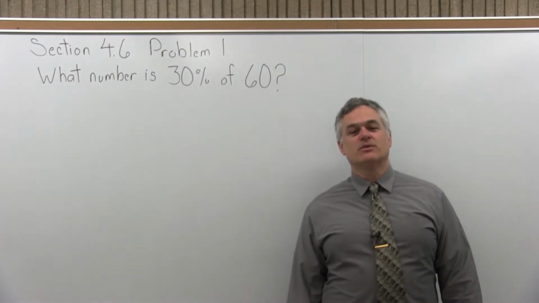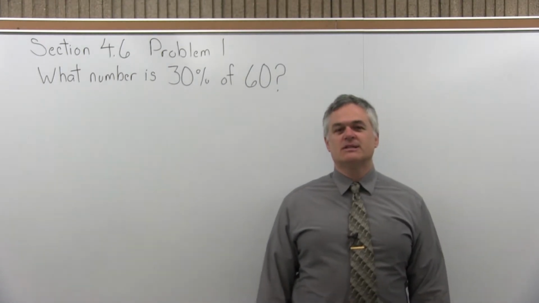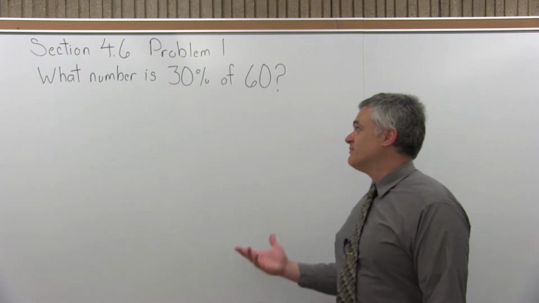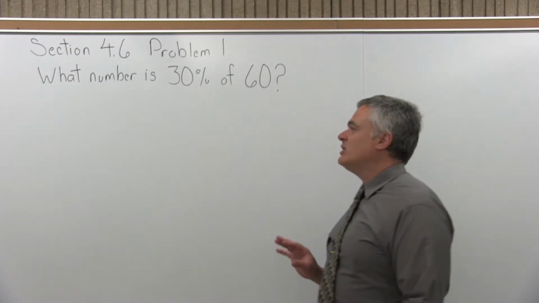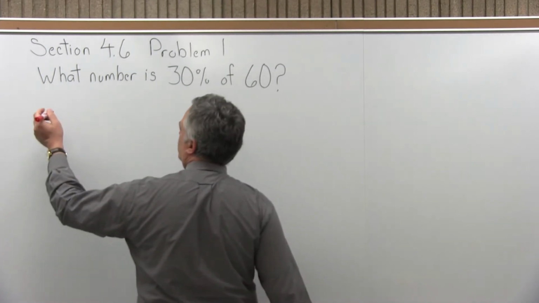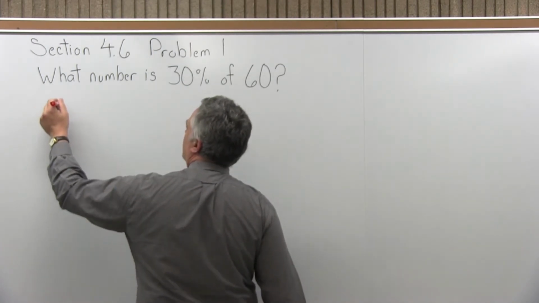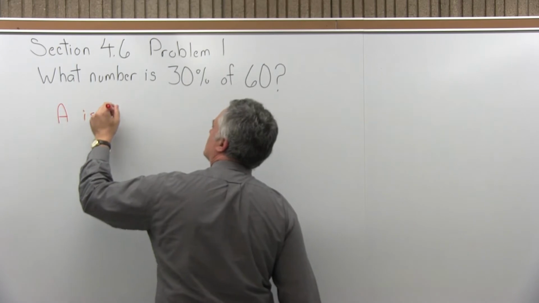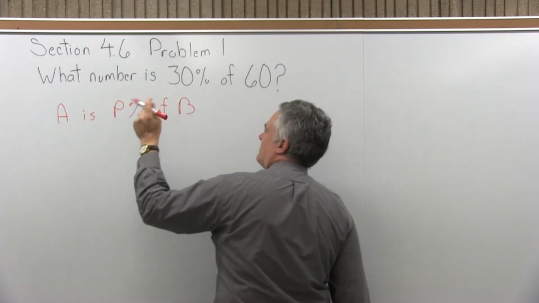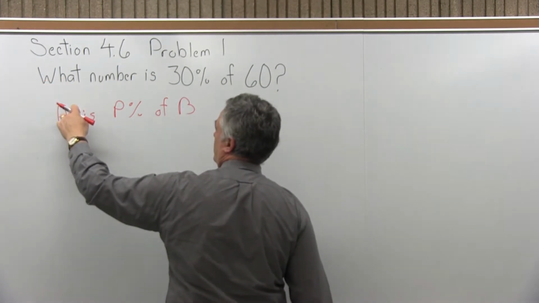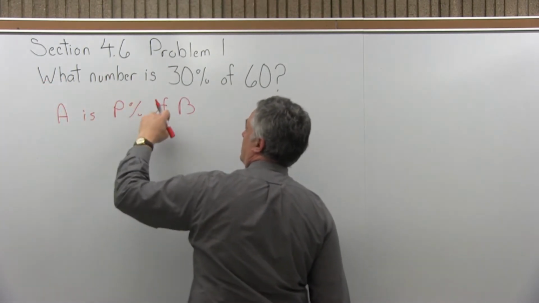This is Section 4.6, Problem 1. It says, what number is 30% of 60? So with percent problems from this section, we want to solve it as a ratio, and you want the problem to be worded as the sentence basically, A is P percent of B. You want it to be worded that way, and it is. A is the what number, P percent is 30%, of B.